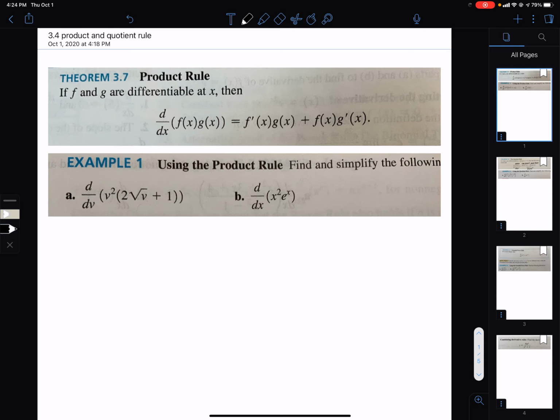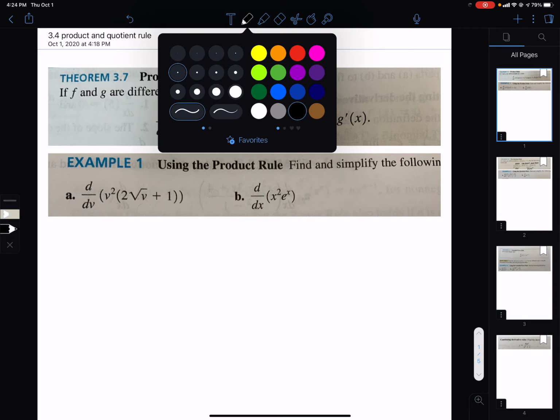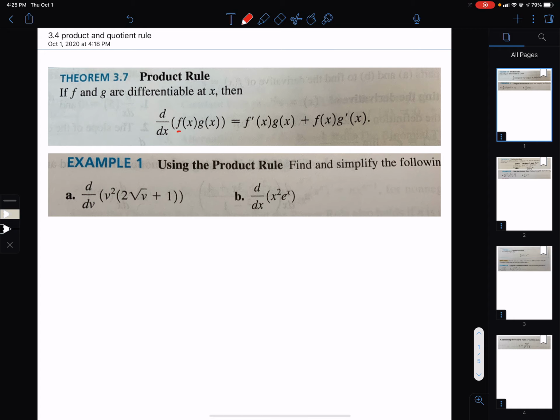Here we are. We're doing Chapter 3, Section 4, Product and Quotient Rule. As I mentioned before, you do not have a rule up to this point for how to take the derivative of two things being multiplied. You do for two things being added or subtracted. But here's what we're going to see. I am multiplying two functions, and I want the derivative of that.